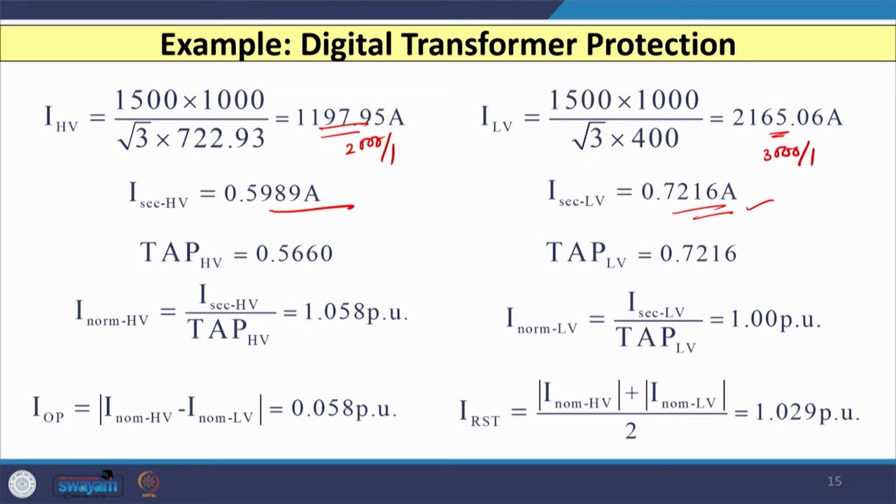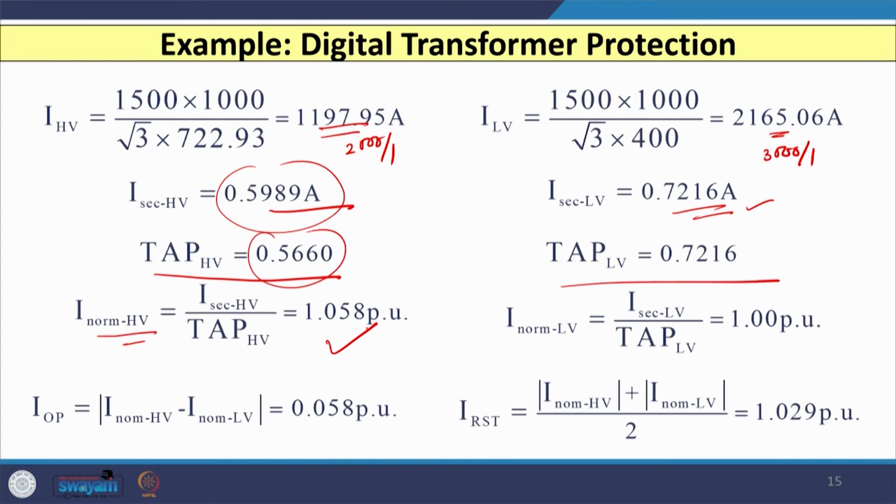Now, as these secondary currents are available, the tap HV and tap LV also we have calculated. So, we have to normalize it. So, I normalize on the HV side, that is the I secondary HV, this value divided by this value. So, you will have this value, and the same way on the LV side I normalize, this value divided by this. So, you will have 1 per unit. So, you can see that on the LV side you will have 1 per unit, but on the HV side the normalized value of current is not 1 per unit.